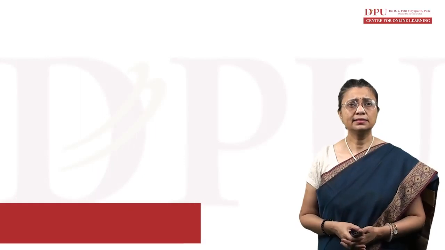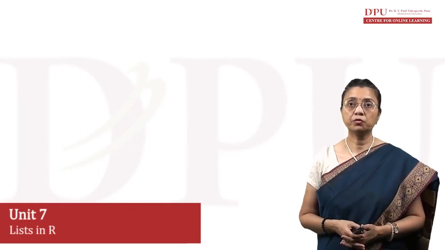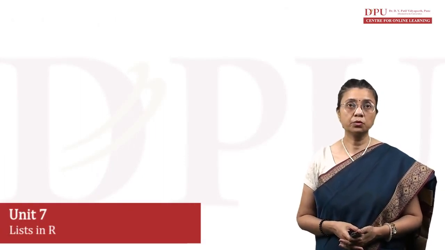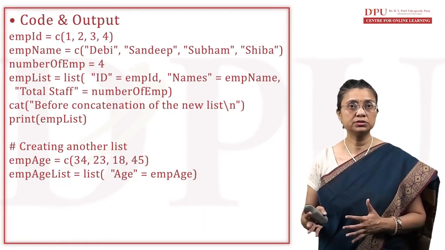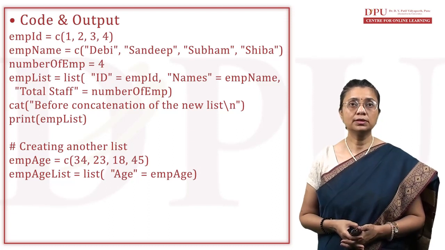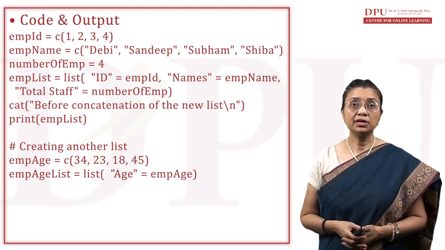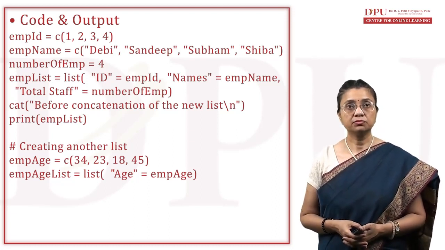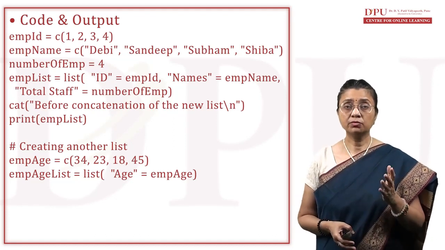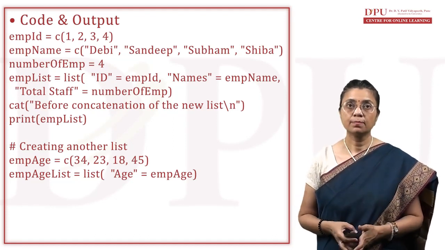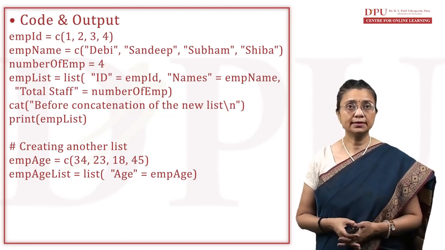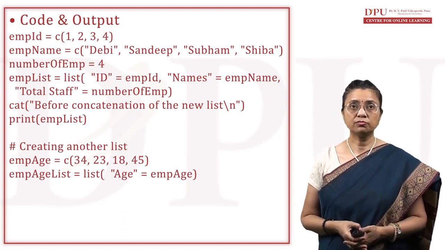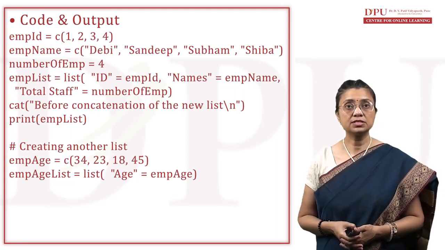So students, let's now discuss the code with the help of the output. We have discussed the code at length, and now again we are just comparing what was the code and what is the output. Here you can see that in the code we have created three vectors. The first one is empid, where 1, 2, 3, 4 are our IDs. Then we have the vectors Devi, Sandeep, Shubham and Shiva. These are the names. Number of employees is 4, and then we have the list function.